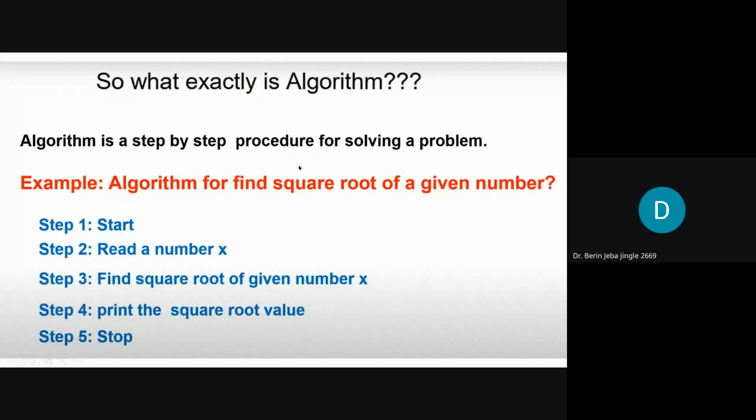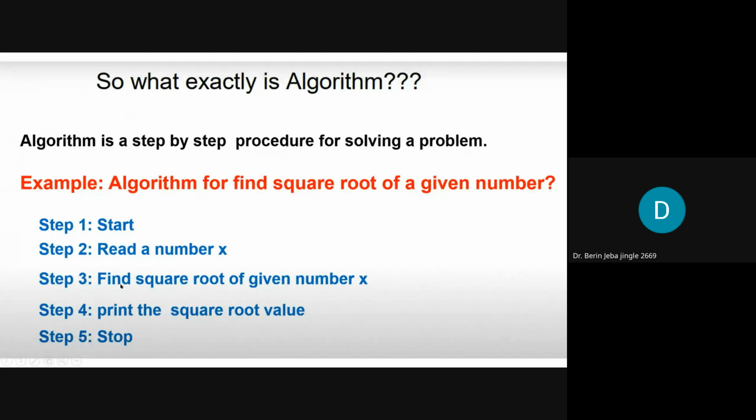For example, to find the square root of a given number, the first step is to start the problem. So step 1, we use start. Step 2, what is that number? We need to know which number we are going to find the square root of, that is the input. So we use read a number x. Input we call read, output we call print. So in step 2, we give the input of the number.